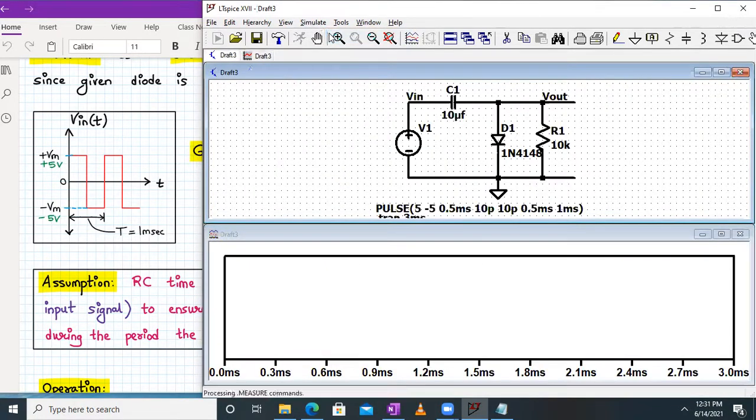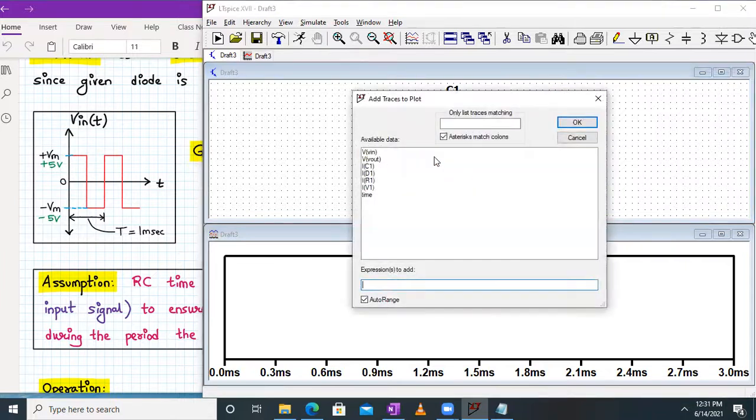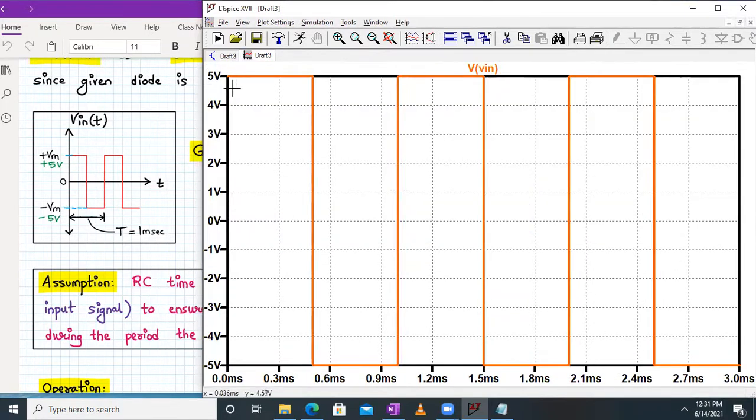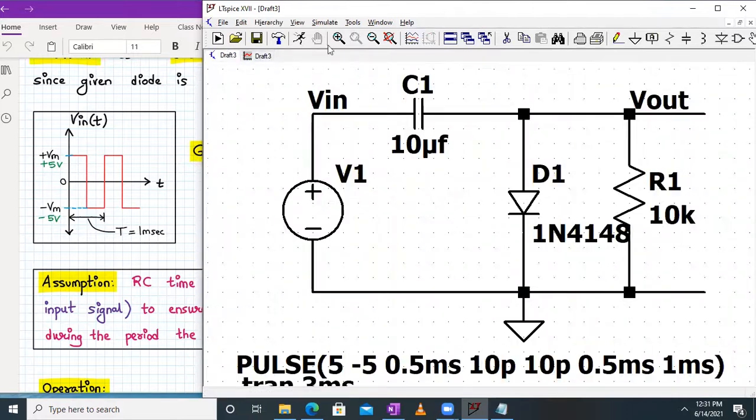Again, we have to simulate, and now you get the time axis from 0 to 3 milliseconds. I'll right click over here, click on add trace. First I'll plot V in. So let us check if V in is coming properly or not. Yes, it's proper, because from 0 to 0.5 milliseconds it's around 5 volts, and from 0.5 to 1 millisecond it's 0, and it will go on continuously like this. So input is proper. Now let me plot the output.